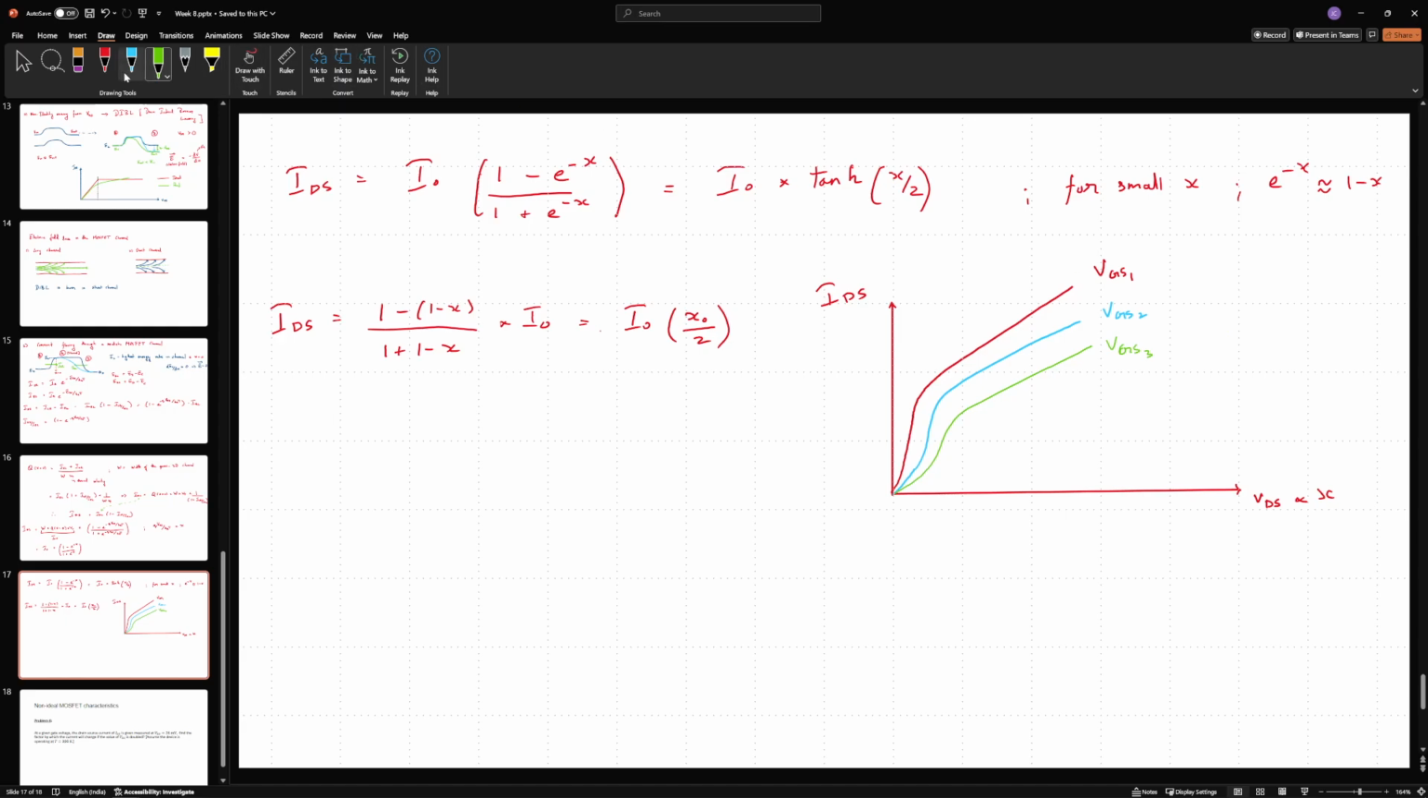Again, just in shorthand, 1 greater than 2 greater than 3. So this is how the realistic output characteristic of our transistor looks, more or less.